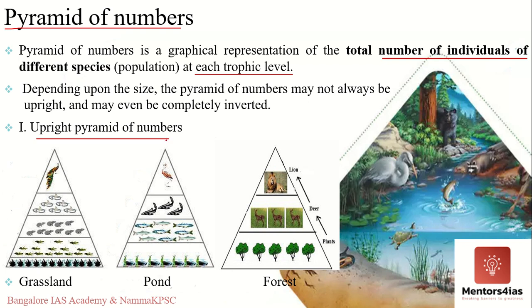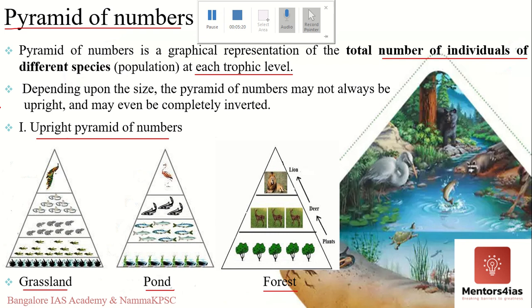So we have different types of pyramid of numbers. We'll first take up the upright pyramid. You should be able to see these diagrams below on this slide. The upright pyramid may be seen in a grassland ecosystem, a pond ecosystem, or a forest ecosystem.